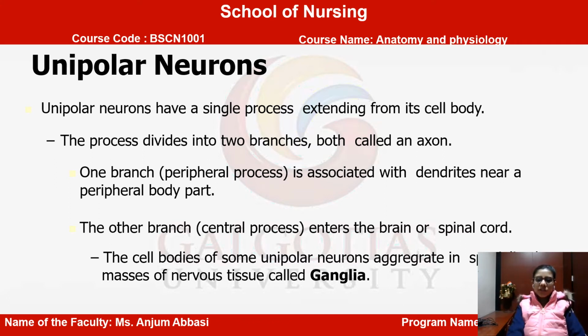So one branch, the peripheral process, is called dendrites, near a peripheral body part. The other branch, the central branch, enters the brain or spinal cord. The cell bodies of unipolar neurons aggregate in the masses of nervous tissue, which is called ganglia.